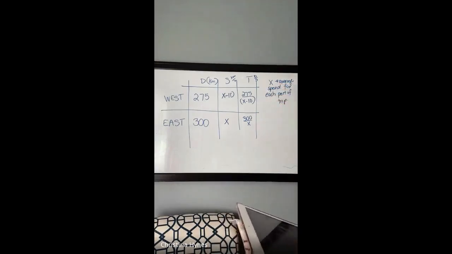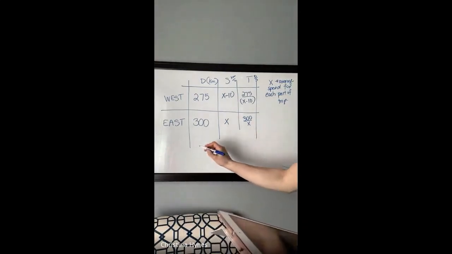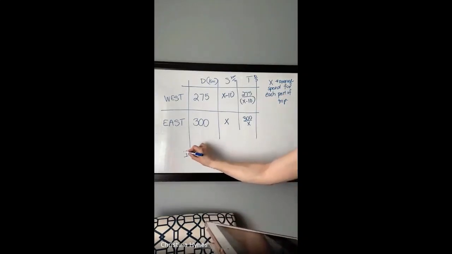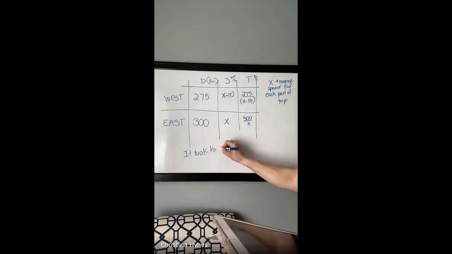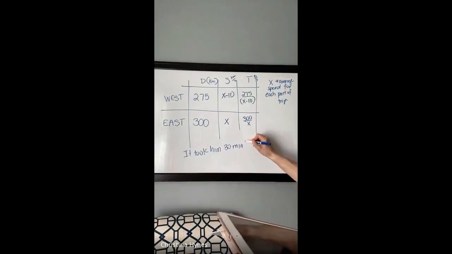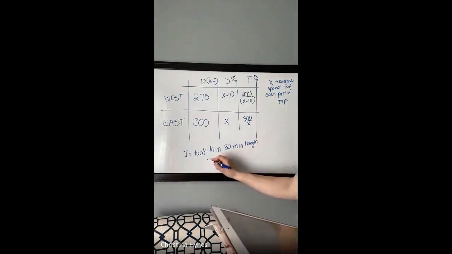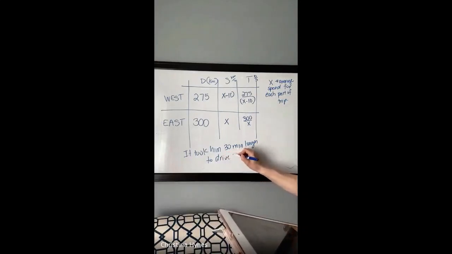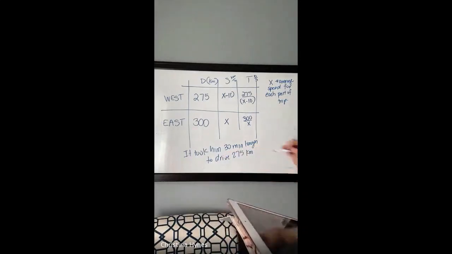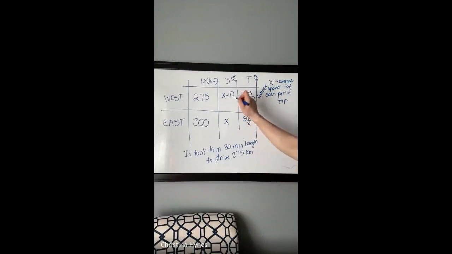Okay, so once you have these two numbers, the next information is they're going to give you some information about time. Here it tells us it took him 30 minutes longer to drive 275 kilometers. So we know that this guy is going to take longer. So we're going to put that little bit of information right here. You need to figure out which one is going to take more time. Because he's driving slower, we know that that one's going to take longer.